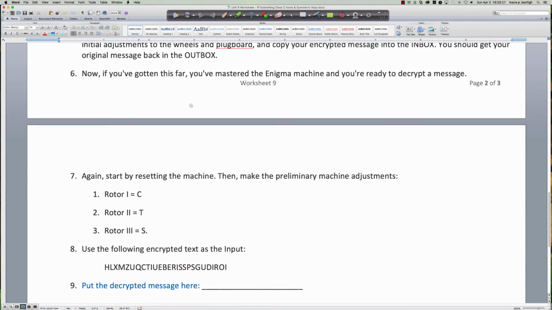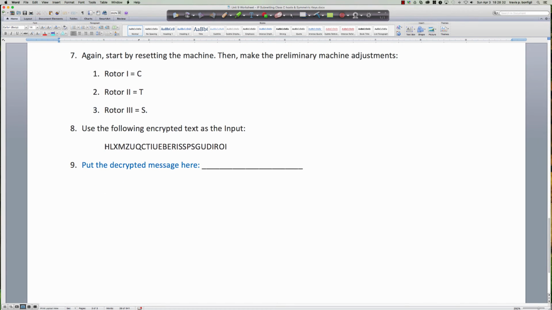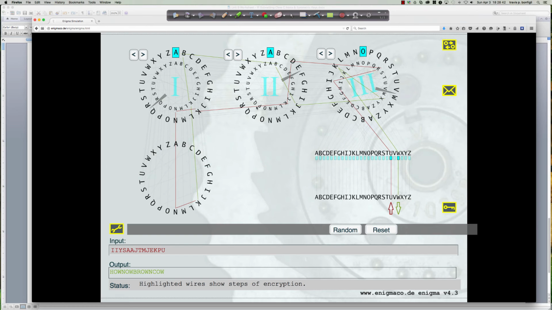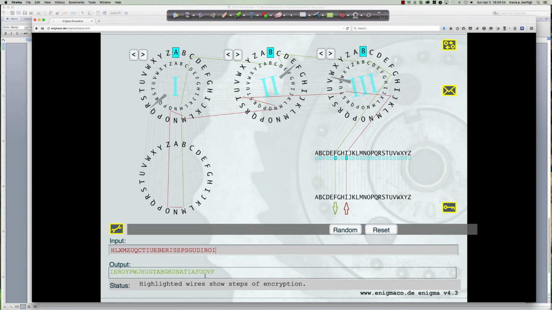So now let's take a look here. They want us to start by resetting the machine. So let's see what happens if I take this message, copy it and put that in. The rotor positions are supposed to be CTS, like CTS110, but right now they're AAO. So what happens if I reset this, and actually it's AAA, and I say that is the input, what do we get as the output? You can see it's just a bunch of garble here. That doesn't decrypt to anything.